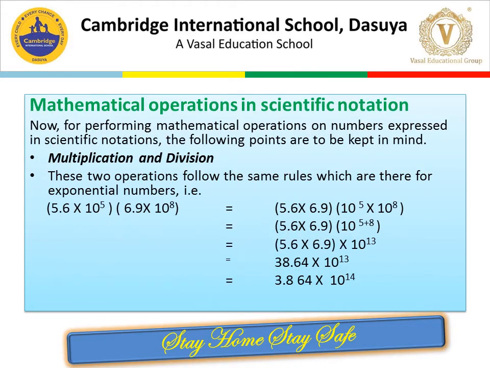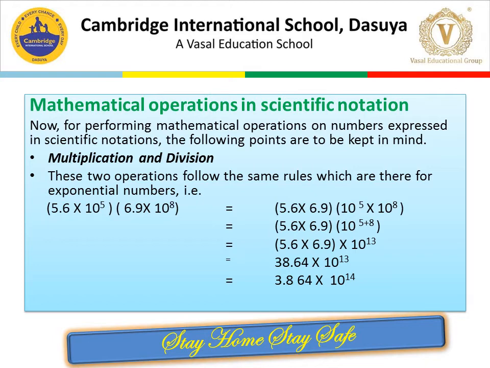Now let us understand how we carry out mathematical operations in scientific notation. First of all we'll discuss multiplication and division. In these two cases the rules remain the same. The first example that we have taken is multiplication of 5.6 into 10 power 5 with 6.9 into 10 power 8. So we'll bring the terms together. We have arranged 5.6 into 6.9 together and 10 power 5 into 10 power 8 together.